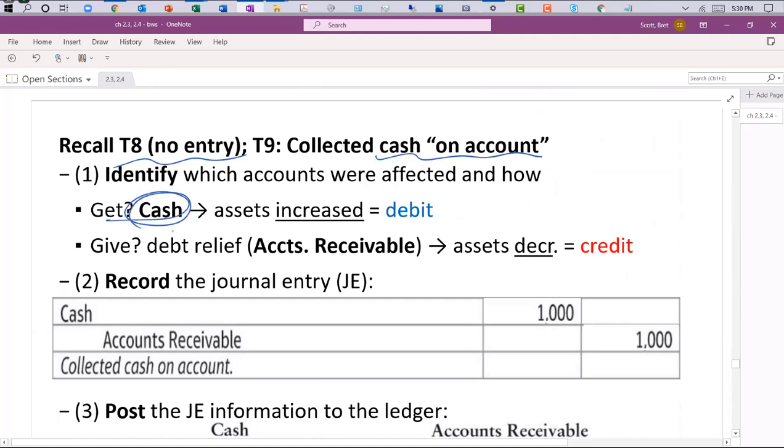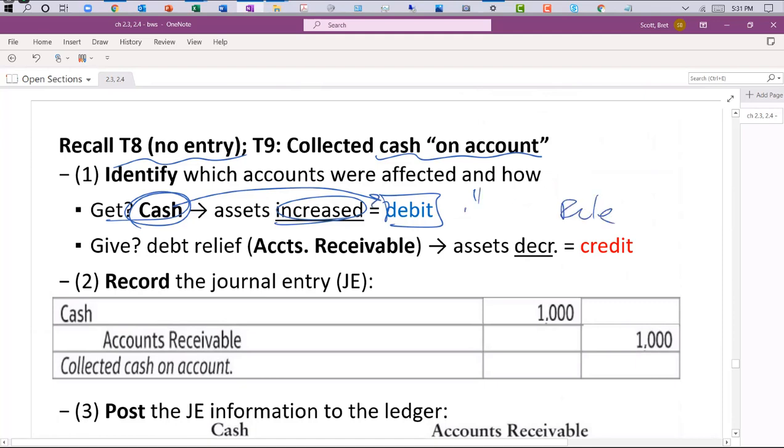What do I go to first? I go with what I know. I like getting cash. This is a situation where I got cash. Cash is an asset that increased. We need to debit the cash account. It's just a rule, but maybe it helps you to remember that debits make me happy.